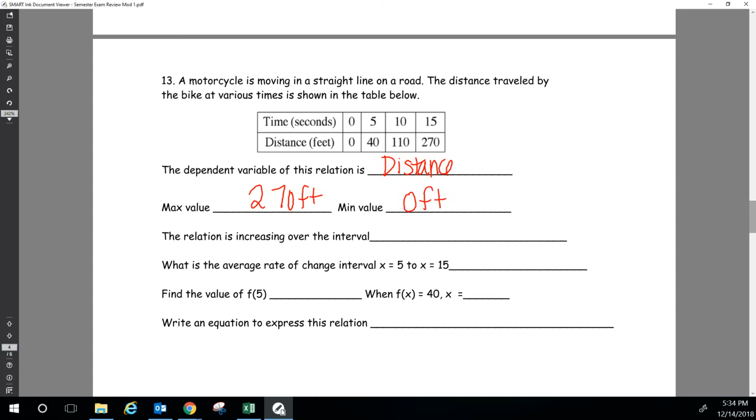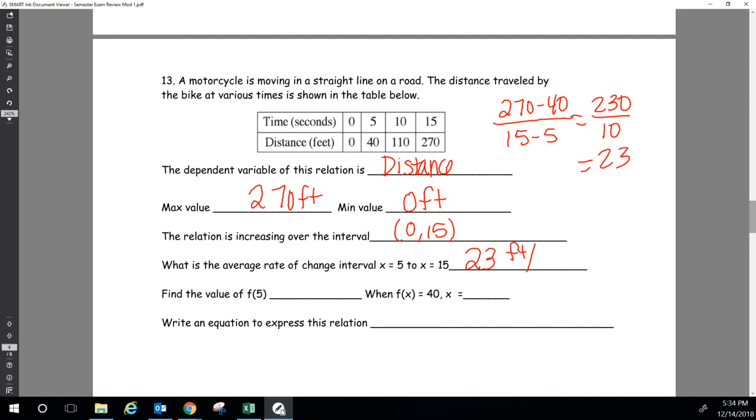The relation is increasing over what interval? Well, it looks like it's increasing over the whole thing. So from 0 to 15. What's the average rate of change between 5 and 15? To find that, I'm going to find a slope between these two points. So the change in y would be 270 minus 40. My change in x is 15 minus 5. So this is 230 divided by 10, which would be 23. And that's feet, change in y, over change in x, which is seconds.